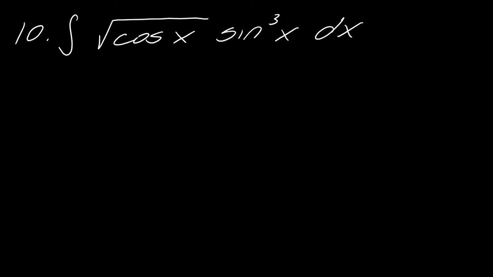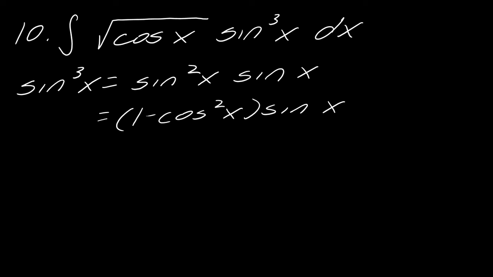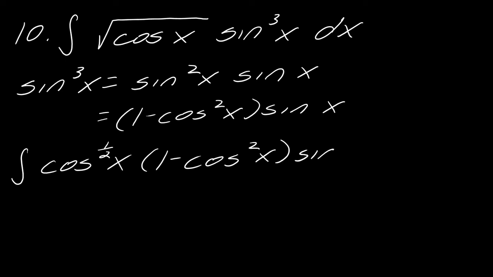So since my other ideas didn't work, I'm going to think about what I know about this sine cubed of x, which I can write as sine squared x times sine of x. And this matters because then I can write this in terms of cosine. So this would become 1 minus cosine squared x times sine of x. And this is something I can definitely work with. So now if I rewrite this as cosine to the 1/2 x times 1 minus cosine squared x times sine of x dx, now I can play around with this. So let's see.